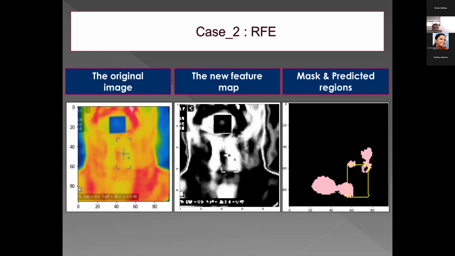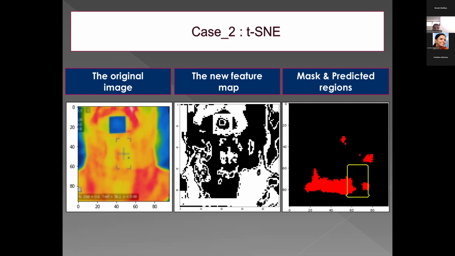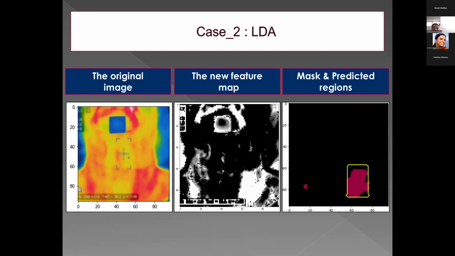For RFE, the model's prediction using this feature map appears disorganized, suggesting that the model has learned non-specific patterns from these inputs. And with the TSNE method, similar to RFE, we still observe disorganized predictions. In this method, there is only 12% agreement based on the dice coefficient.